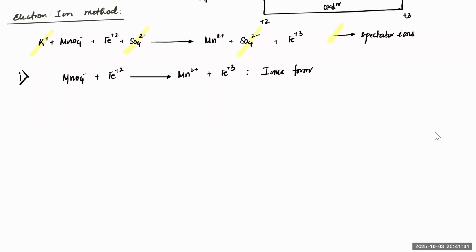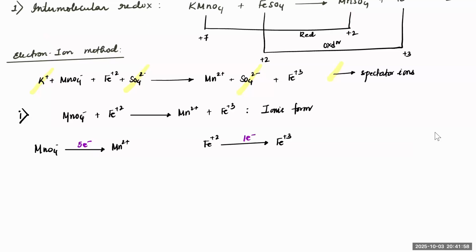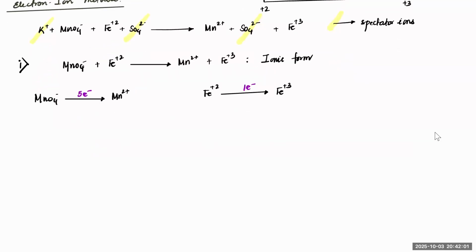Once you have written the ionic form, try to separate two reactions here: the one which is undergoing oxidation on one side and the reduction on the other side. So Fe plus 2 to Fe plus 3. And notice how many electrons are being transferred here. You can see there are 5 electrons being transferred here and 1 electron being transferred here. Now this reaction is a reduction, but it is only a half reaction. That's why it is called the reduction half reaction.